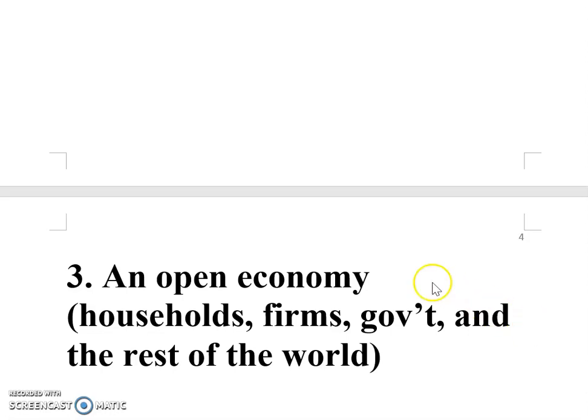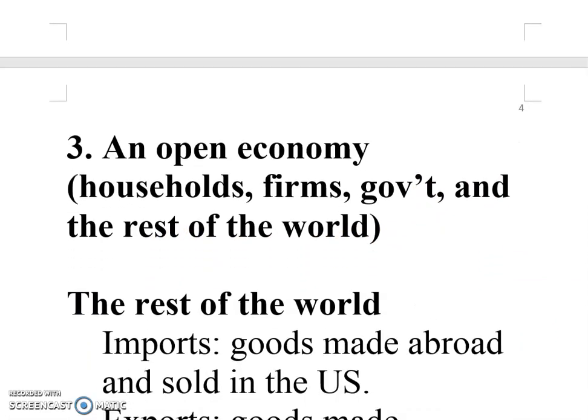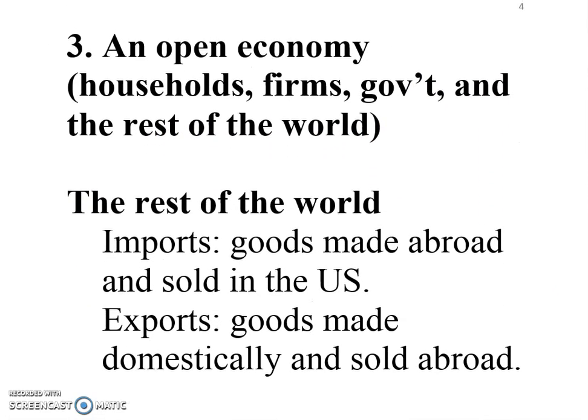We finally go to an open economy. In this economy, we have households, firms, government, and the rest of the world all interacting in our economy. So how do we interact with the rest of the world? We import and export. What are considered imports? Goods that are made abroad and sold in the United States. That is our import. Export is goods that are made inside the US domestically and then sold abroad, sold to other countries. So that is export.